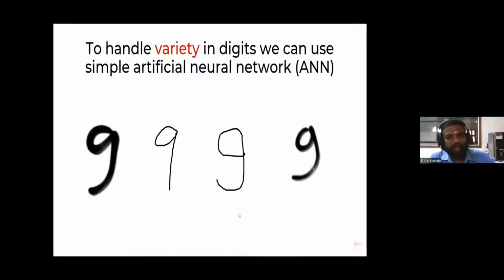To handle variety in digits, such as thickness, a very lean style, or a bended one, we can use a simple ANN. To handle a wide variety of the same digit, you can go for an artificial neural network. The neuron is trained, so whether it's placed left or right, whether it's lean or hard, that's not a problem. Automatically the ANN handles the same.